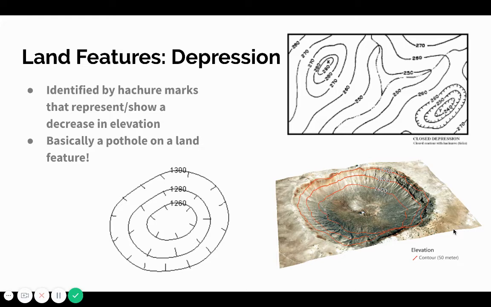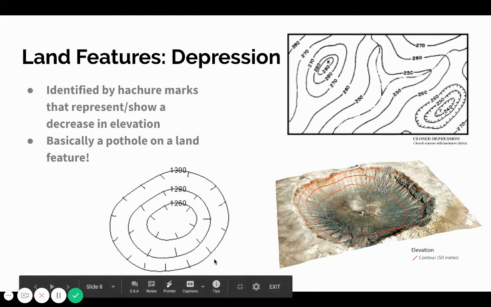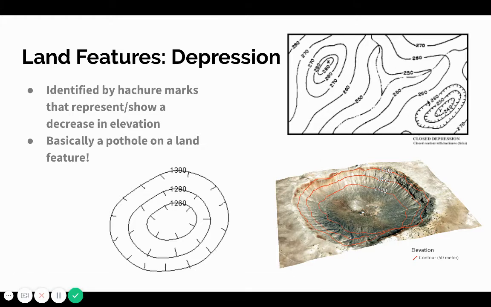Okay, a depression is basically a big old land pothole. So its elevation is going to be lower than that around it. And this decrease in elevation is represented by these little hasher marks. So in this top right-hand corner, we have 2 circles, but we know that this one is the depression because of these little hasher marks.